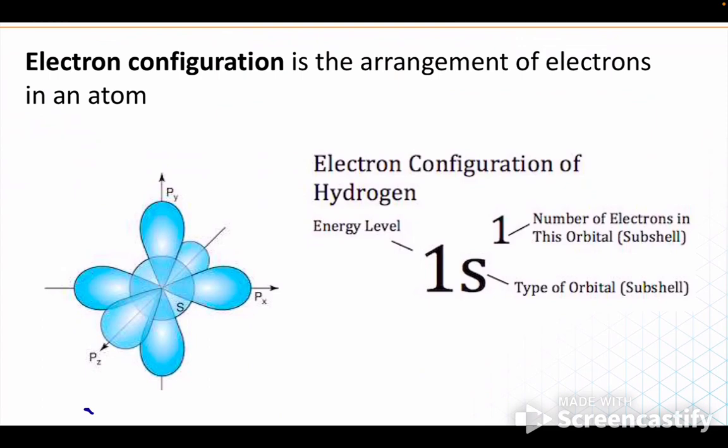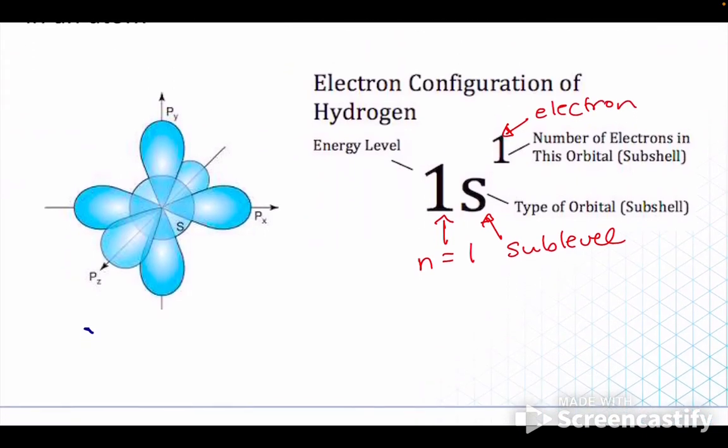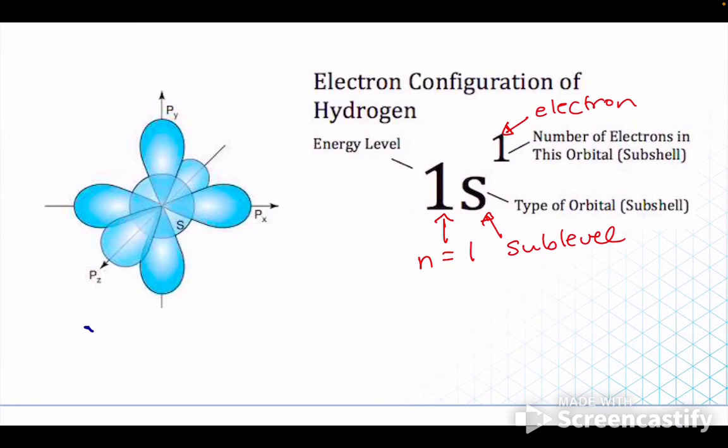So when we write the electron configuration, this is really my n. n is 1, which means I'm in the first principal energy level. My principal quantum number is 1. The s here is a sublevel. And then this upper superscript is the actual electron. So this is telling me that I have 1 electron in the first energy level in the s sublevel.